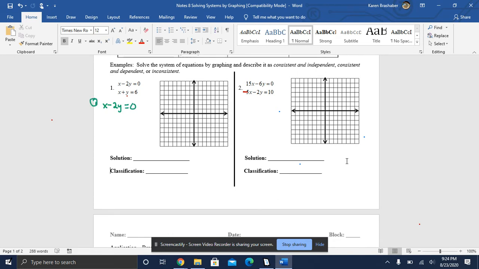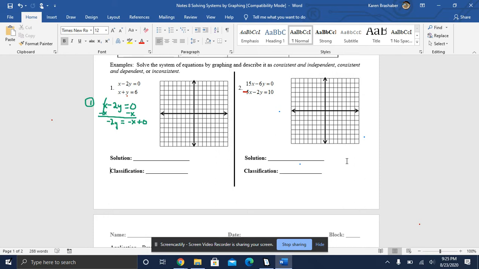And when working with that, I would need to move the x to the other side. So I'll subtract my x on both sides of the equal sign. And that will leave me with negative 2y equals negative x plus 0. I'm going to go ahead and keep that plus 0.